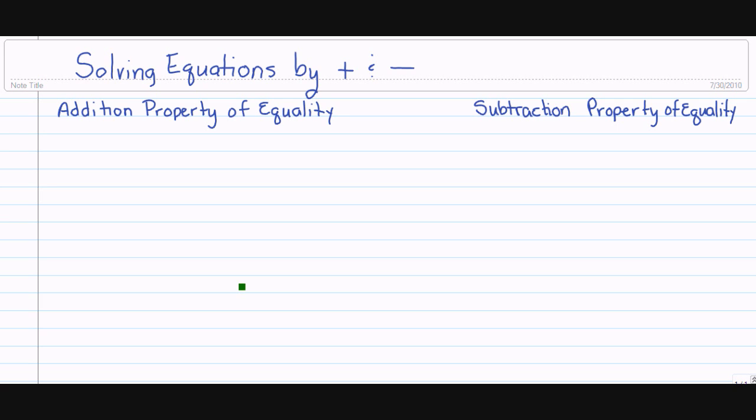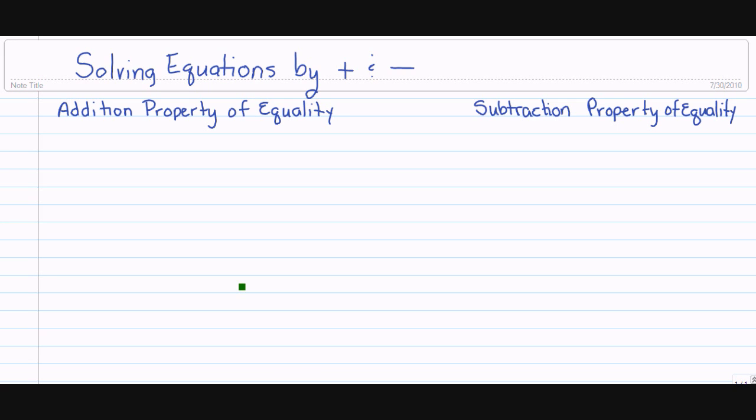Welcome to Solving Equations by Addition and Subtraction. Before we begin, there's two properties you should know. One is the addition property of equality, and the other one is the subtraction property of equality. Are you sick of properties yet? The good news is they're not over with.